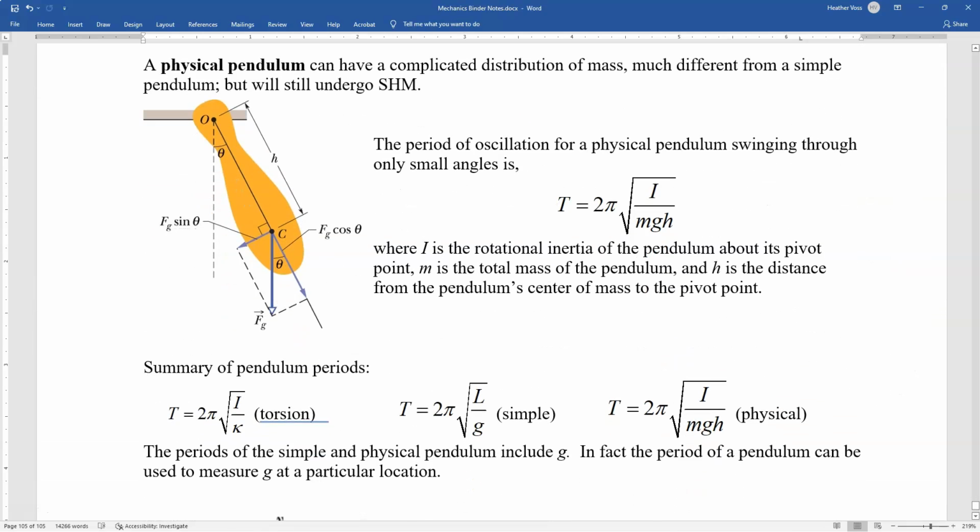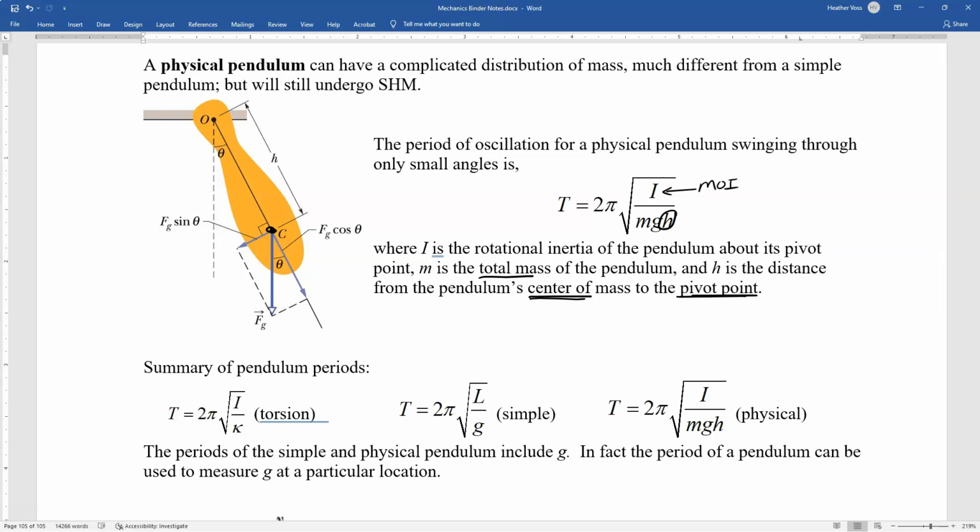So when we are dealing with a physical pendulum, we have a distribution of mass. So we cannot cancel. So this I, that is our moment of inertia about our pivot point. The h is going to be the distance from the center of mass to the pivot point. So you'll notice that that doesn't necessarily take the entire length of the object. And m is going to be the entire mass of the pendulum. So we can't always just simplify it super quickly.